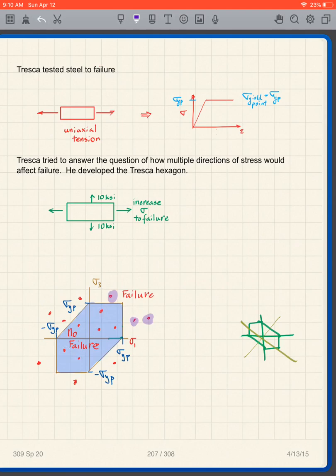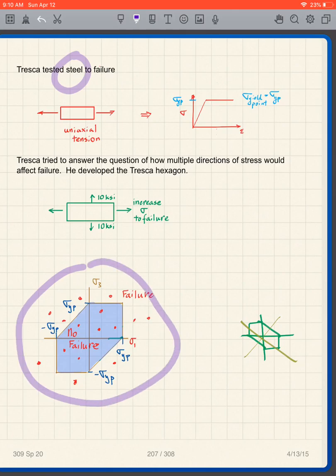And so we can use this hexagon to help us predict whether or not a complex stress condition would create failure in our material, steel in particular, the heated steel. So we're only talking about steel right now. Interestingly enough, if we do a different material, we get completely different results. So we're talking about steel.